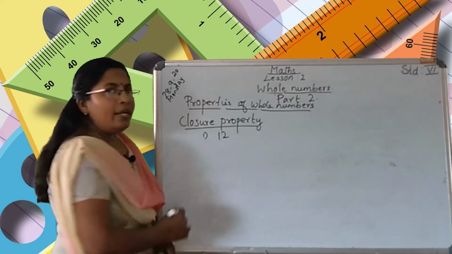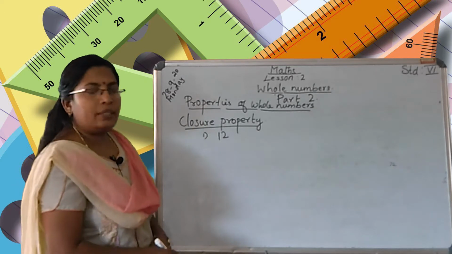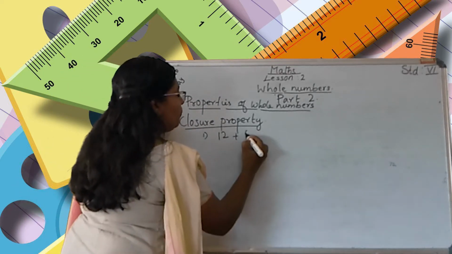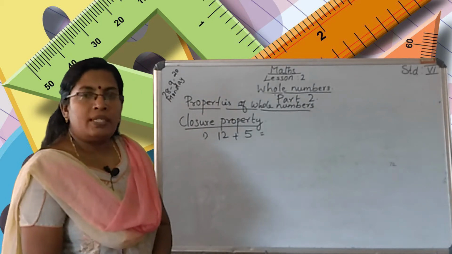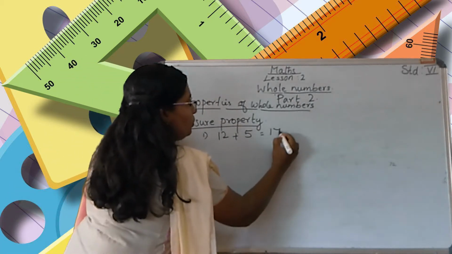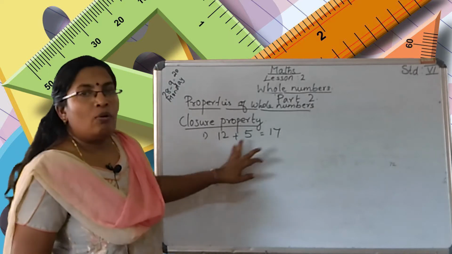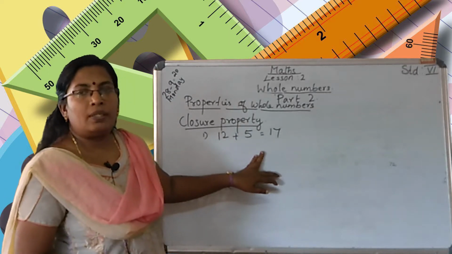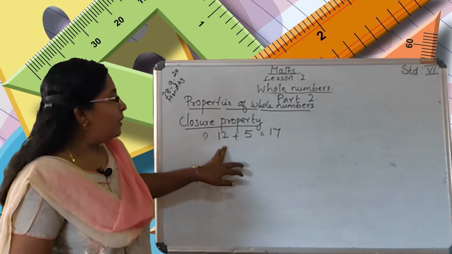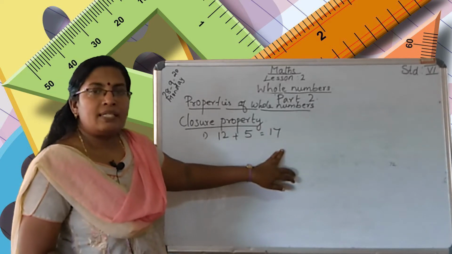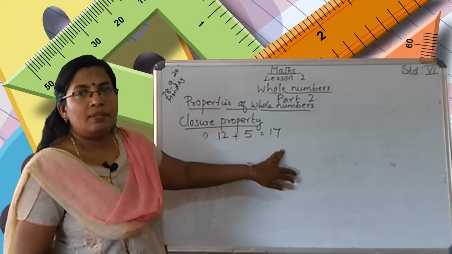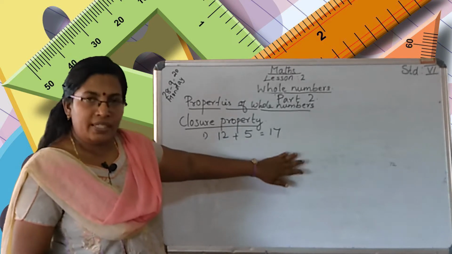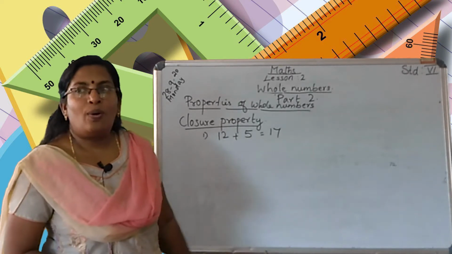12. 12 is a whole number, is it? Plus 5. What is the value of 12 plus 5? 17. 12 is a whole number, 5 is another whole number. When you add, you will get the answer as 17. Whether the 17 is in the whole numbers? Yes, 17 is also a whole number.